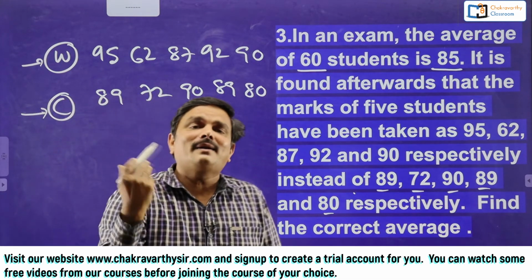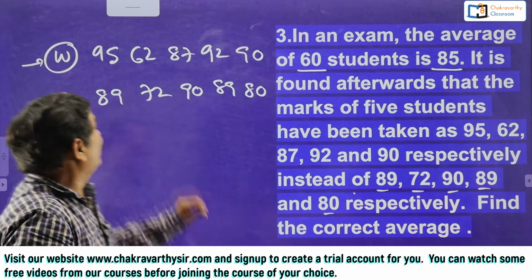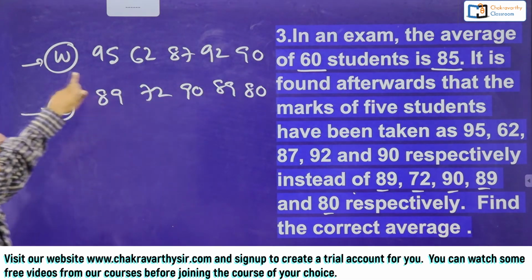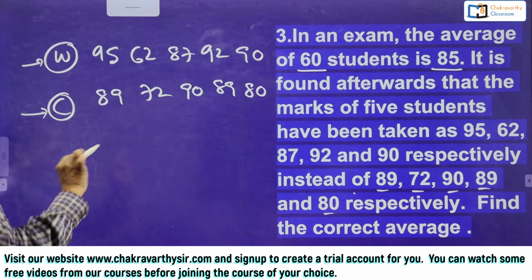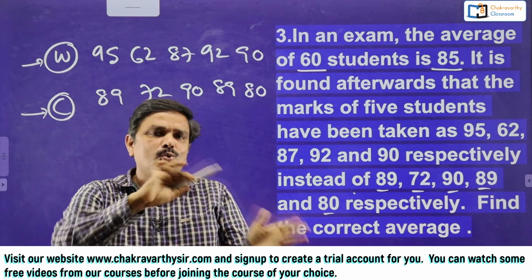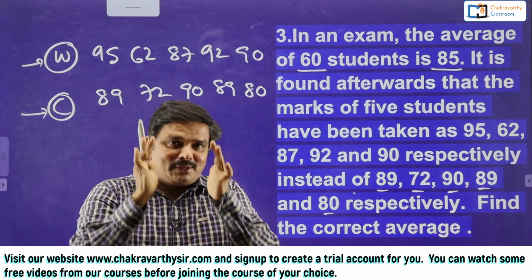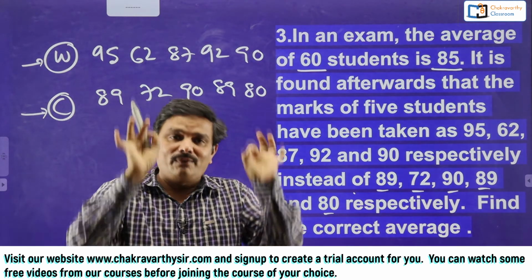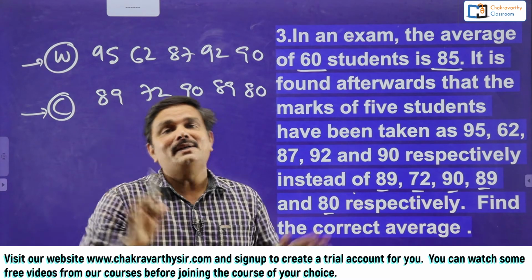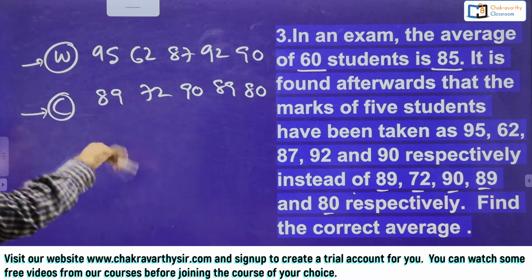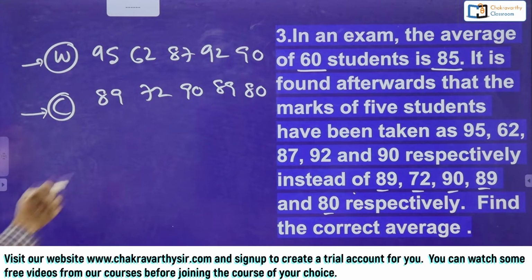What is the correct average they are asking? Now you do one thing. You have to add up this one actually, right? So I'm teaching in the other way. Actually 2-3 methods are there for this. I'm teaching the elaborated way so that even a beginner can understand. After that we will go for the simplest way. Anyway, let's go for this one.